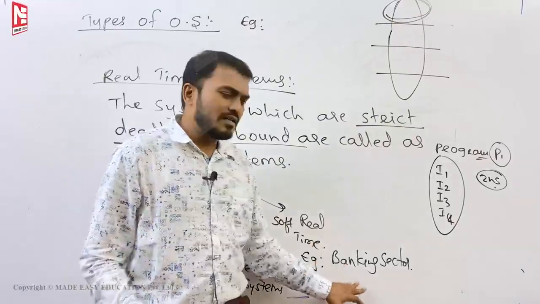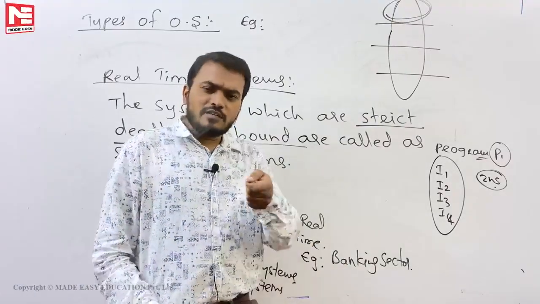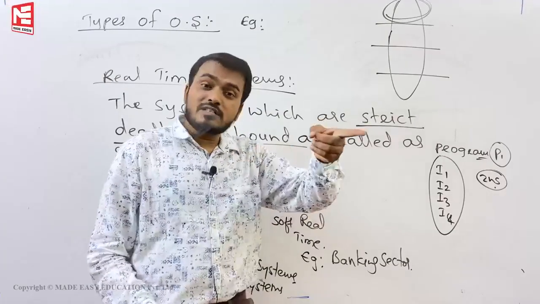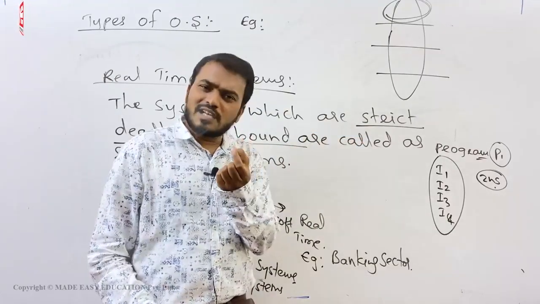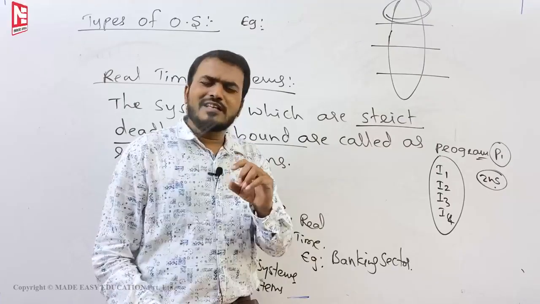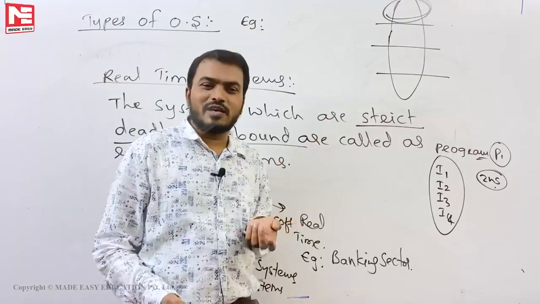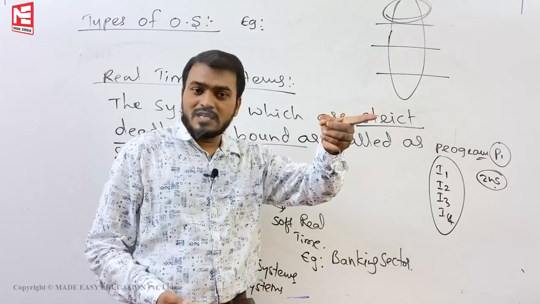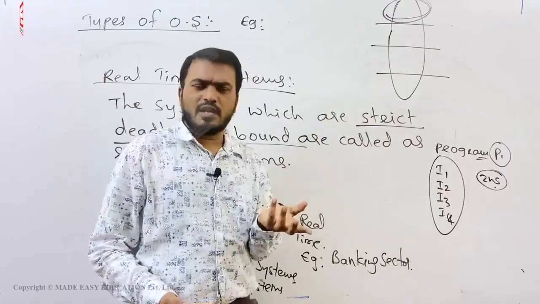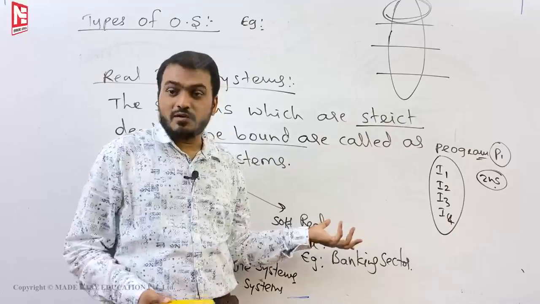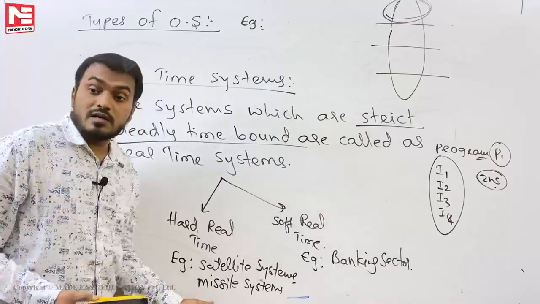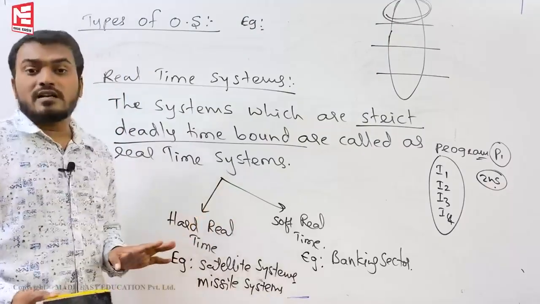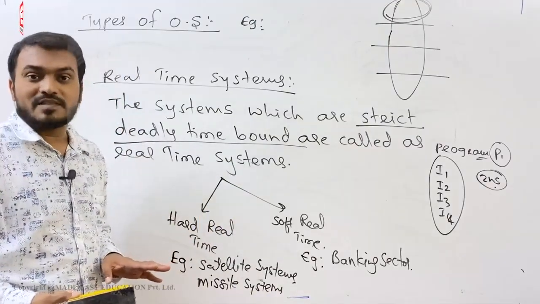Let's say in the banking sector, you are drawing the money from your ATM. When you are drawing the money from your ATM, if your account is not updated, there is a 1 nanosecond delay, no problem. That is fine. You are drawing the money from your ATM and 1 nanosecond delay is there in updating your account balance. So that is fine. Minor delay can be accepted. But minor delay also not accepted in this case. So this is the difference between hard real time and soft real time systems.